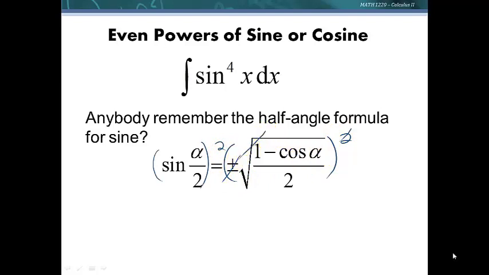The next thing we're going to do is let x be alpha over 2, so we could replace this with an x, and we could replace this then with 2x would equal alpha. So this would be a 2x.